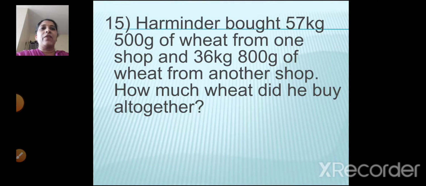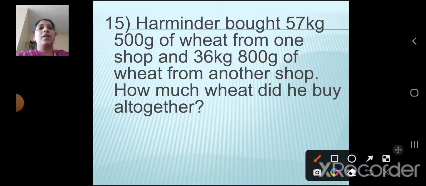Harminder bought 57 kg 500 gram of wheat from one shop and 36 kg 800 gram of wheat from another shop. How much wheat did he buy altogether? So children, when it's given how much wheat did he buy altogether, altogether means you are going to carry out addition, right? So what has Harminder done? He has brought wheat from one shop. How much quantity he has brought? 57 kg 500 gram. And from another shop, again how much wheat he has brought? 36 kg 800 gram, right? So we are going to add both of them.